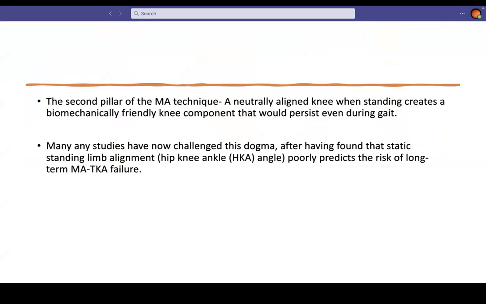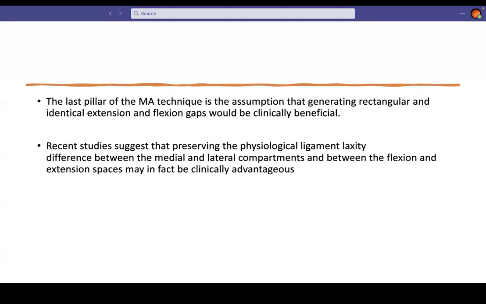The second pillar of the mechanical alignment technique is that a neutrally aligned knee when standing creates a biomechanically better knee, and this persists even during gait. But many studies have challenged this dogma and found that static standing limb alignment poorly predicts the risk of long-term TKA failure. The last pillar is based on the assumption that generating rectangular and identical extension and flexion gaps could be clinically beneficial. But recent studies suggest that preserving the physiological ligament laxity difference between the medial and lateral compartments and between the flexion and extension space may in fact be clinically advantageous.